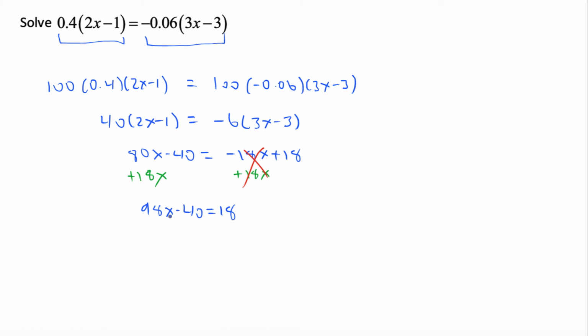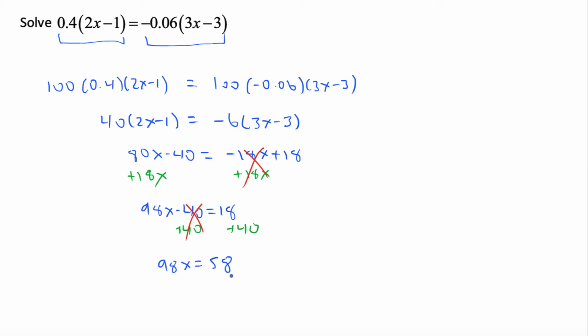Now remember, we want to solve for x. We want to get the x by itself. So that means this negative 40 should be added to the other side. So let's add 40 to both sides. By doing so, the 40 cancels out here. Notice what we end up with: 98x is equal to 58.